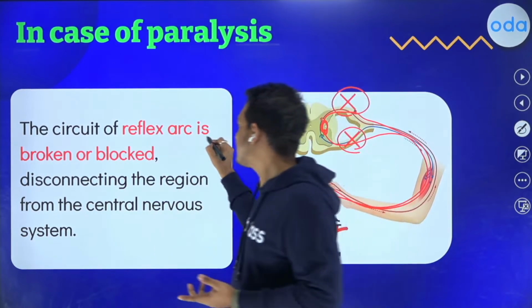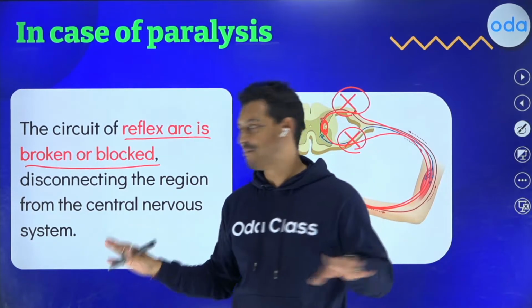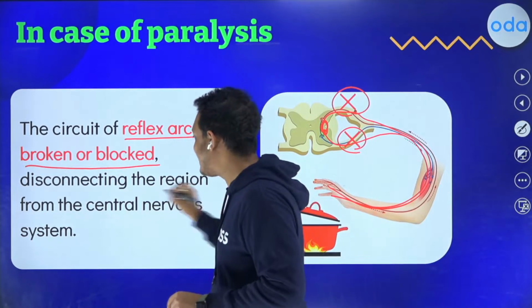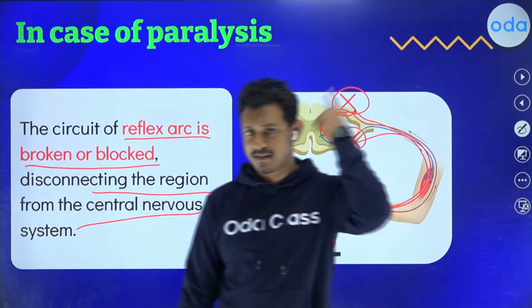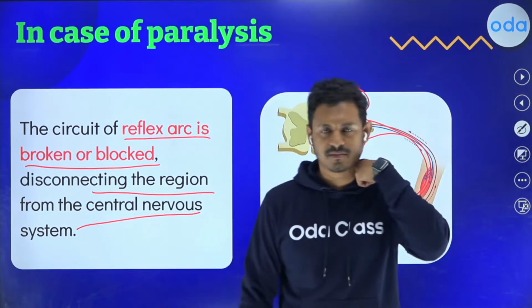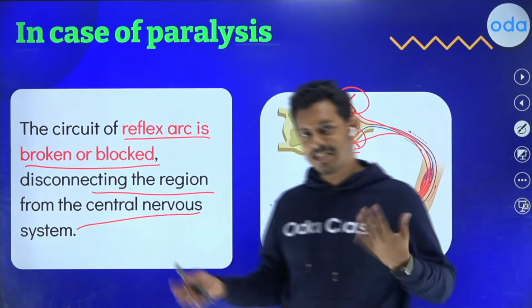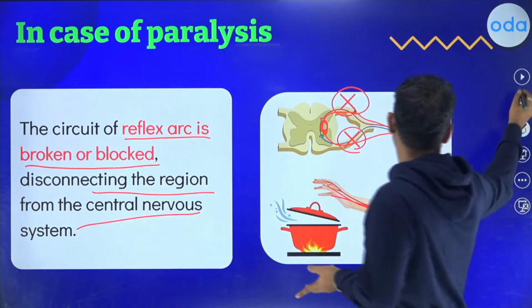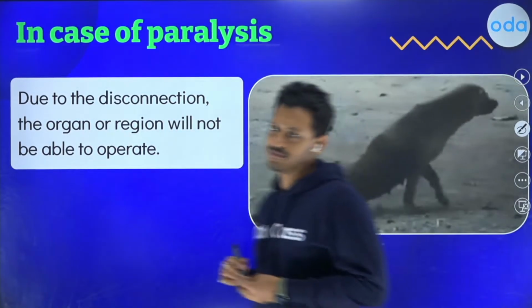So in case of paralysis, the reflex arc is broken, the entire wiring is broken, because of which you're completely disconnected from the central nervous system. Do you know your brain and spinal cord make the central nervous system? In here, the spinal cord is very important. So if the information never reaches the spinal cord, you're stuck. That part of your body will not be able to move or do any kind of thing.